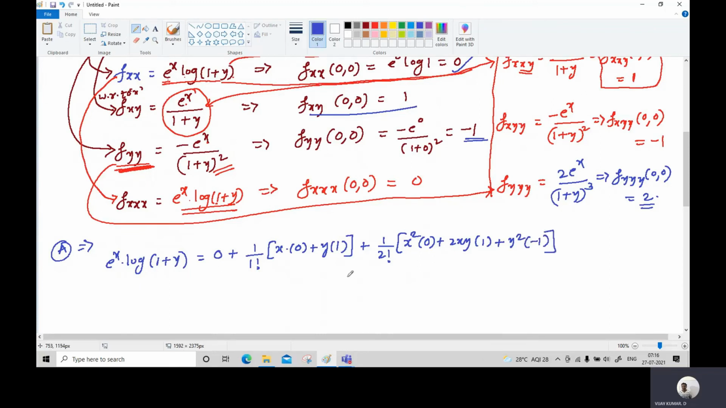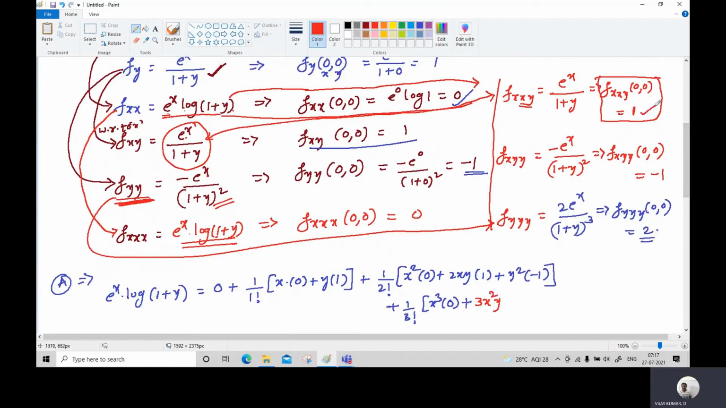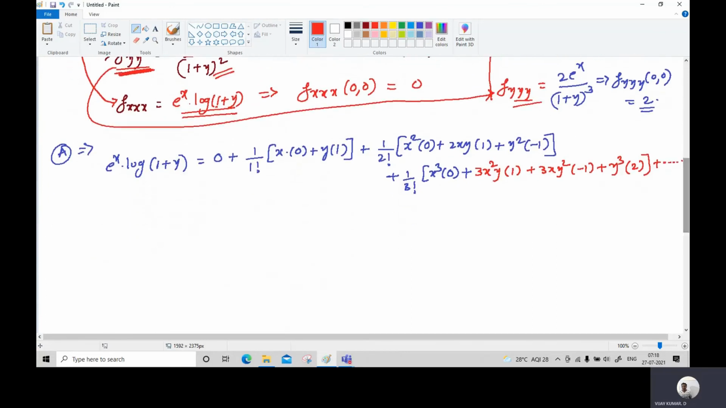Okay, plus 1 by 3 factorial into x cube into f triple x at origin. Next term is 3x square y f double x y at origin. See here, which is 1, plus 3xy square times negative 1, plus y cube times 2. Okay, f triple y at origin is 2, that's why I am writing 2 in the product, plus so on. Okay, simplify the terms.